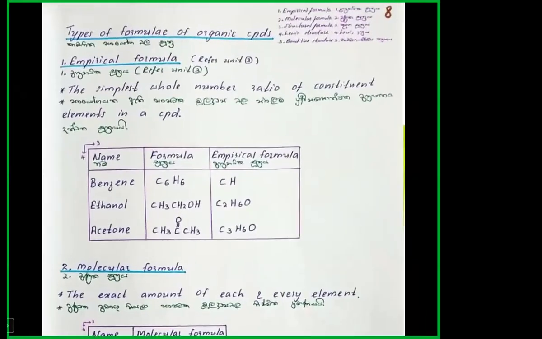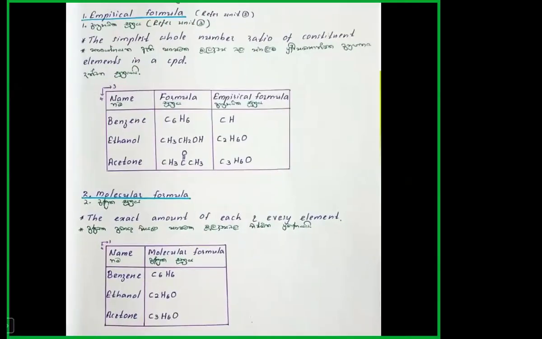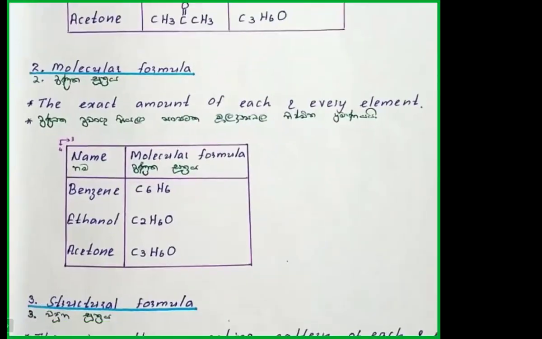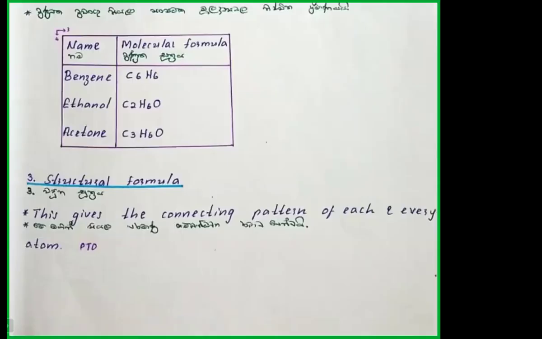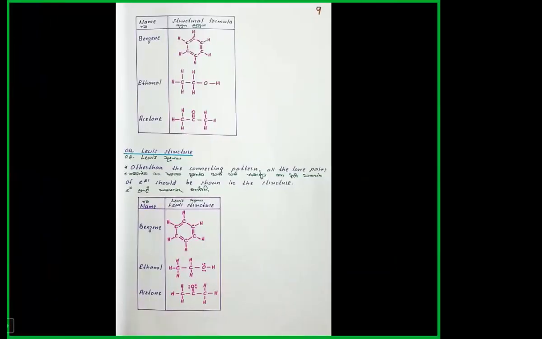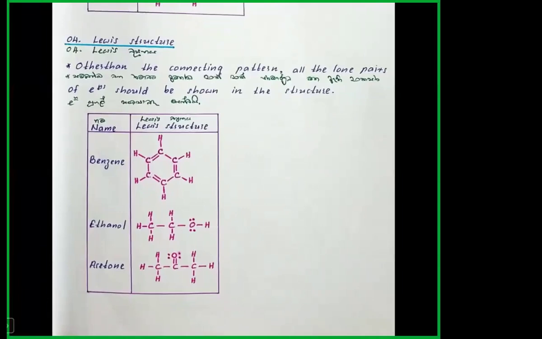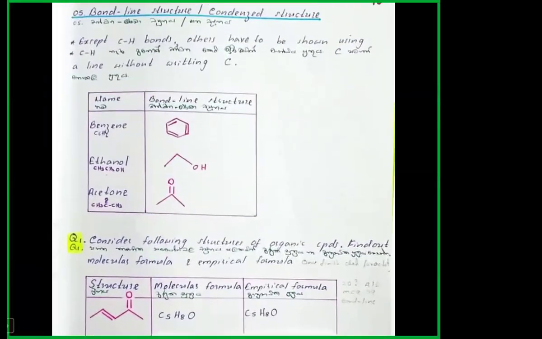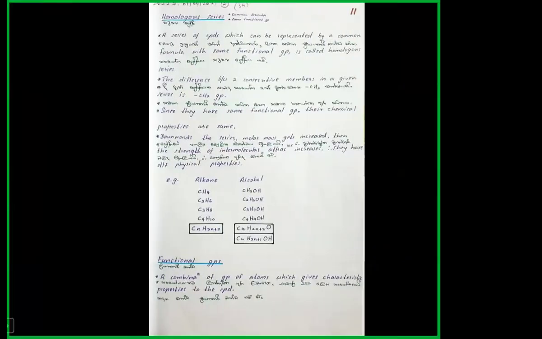Then we went on with the different formulas. There are 5 different formulas. The empirical formula gives a simpler structure. The exact amount gives the molecular formula. The connecting pattern gives the structural formula. Then if you have lone pairs on the connecting pattern, that is the Lewis structure. Showing the carbon and hydrogen as lines, if you go with this structure, this is called the bond line structure. That's again very easy.